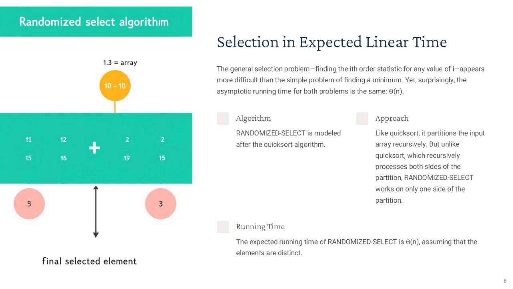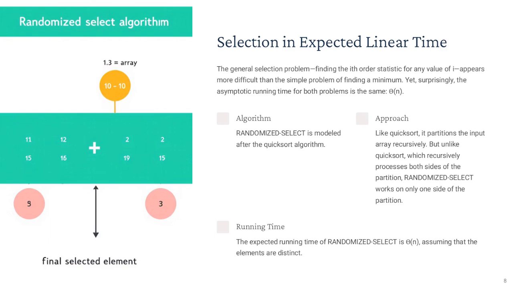The general selection problem, which involves finding the ith order statistic, might seem more complex than finding just the minimum or maximum. However, an efficient randomized algorithm, called randomized select, achieves the same asymptotic running time of big theta of n. Randomized select is inspired by quicksort and recursively partitions the input array. Unlike quicksort, which processes both partitions, randomized select focuses only on the side containing the desired order statistic.